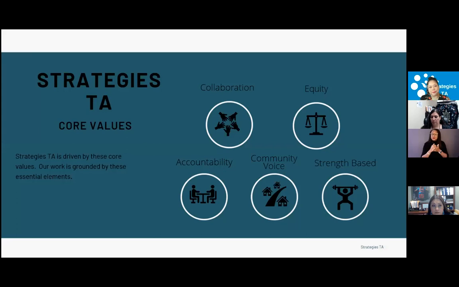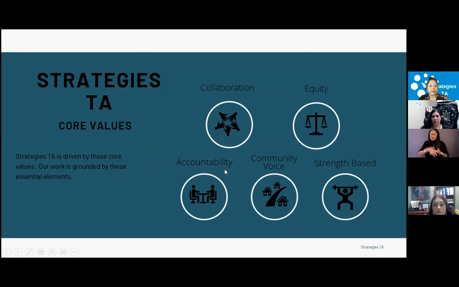Strategies TA, just to give you a little background, our work is really grounded in these core values. Collaboration: we want to promote collaborating between systems. Equity is a big one for us. We want to make sure that our work is rooted in equitable systems.